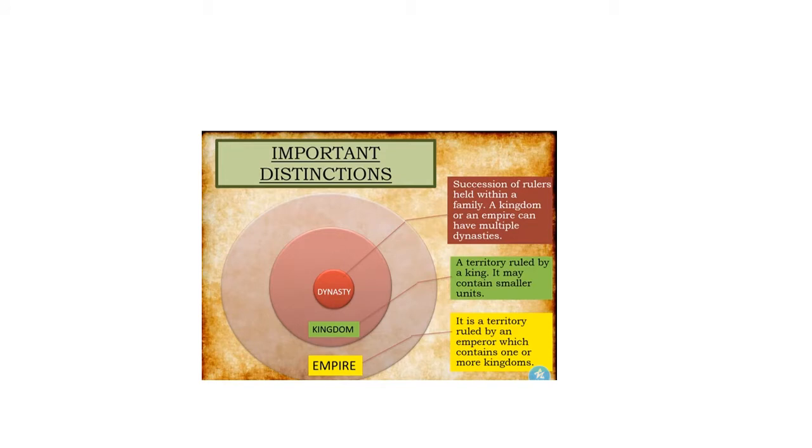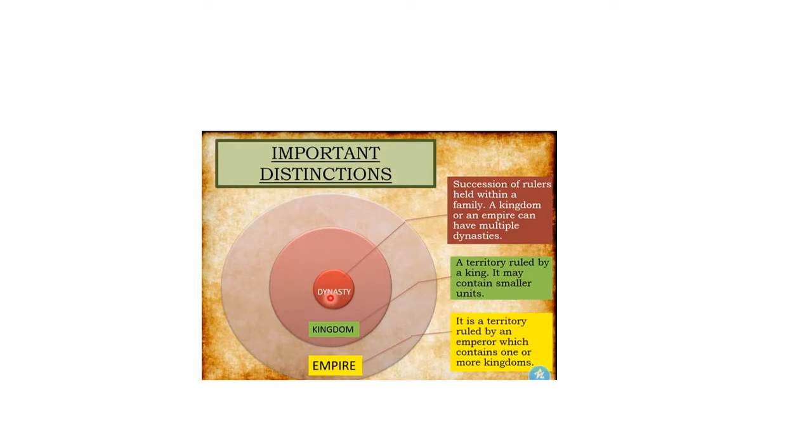Now, to understand these words better, dynasty, kingdom and empire, let's look at it through this visual representation. You can see dynasty, as I told you, is a succession of rulers. That means it is the grandfather, then the son, his grandson. All this is in succession. Once the king dies, then his son, and again the king's son takes over. So it's a hereditary rule.